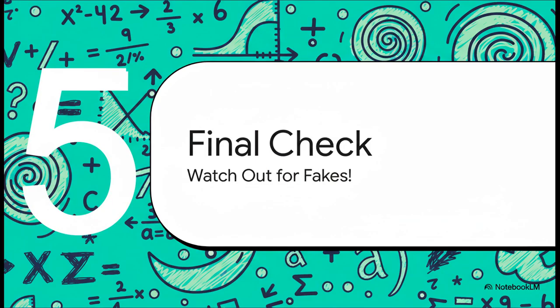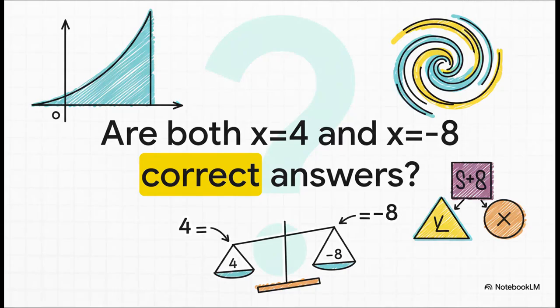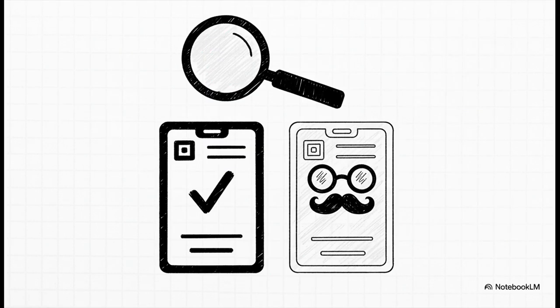I said possible answers. Are they both legit? This brings us to the single most important final step. You gotta watch out for fake solutions. So, let's look at what we've got. We have x equals 4 and x equals -8. Are they both real answers to our original problem? Remember that warning I gave you a minute ago? This is where it comes back to bite you. You have to check your answers by plugging them back into the very first equation you started with. We're hunting for what mathematicians call extraneous solutions.